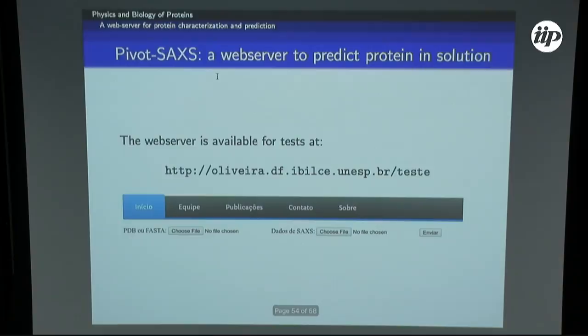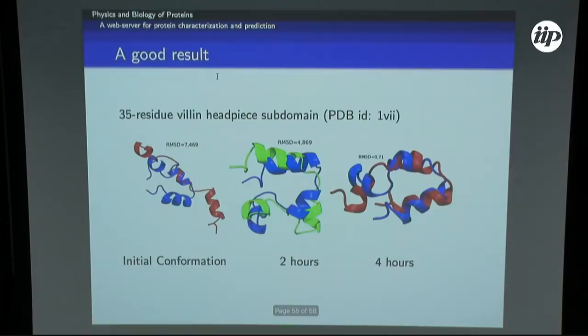The web server, in its first version, is really simple. We're using the Google idea of keeping things simple. It's just one field to put the PDB or FASTA, the SAXS data, and then you go to send, and it calculates for about 1 or 2 hours, and you can resubmit if you need more results. Here I'm going to show some results.